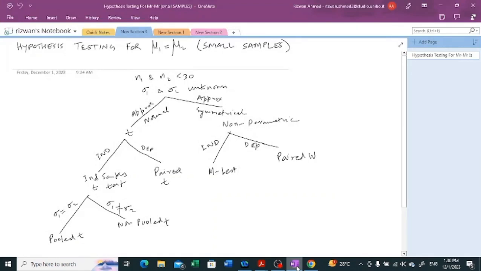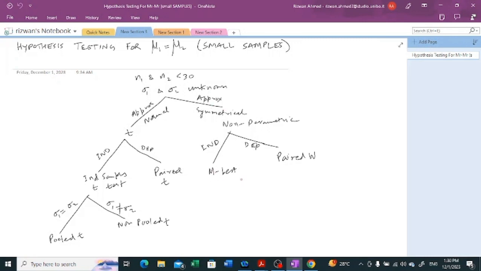Hi students, in this session we are going to talk about hypothesis testing for equality of two means, small samples, when the two data sets are independent samples and the two data sets are approximately symmetrically distributed, or they have identical shapes. In that case, if we follow this tree diagram, we end up with this as a terminal point, M test.